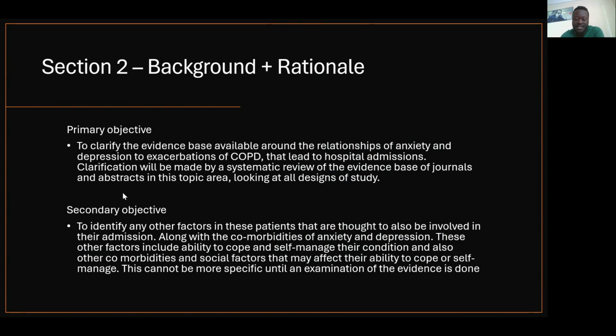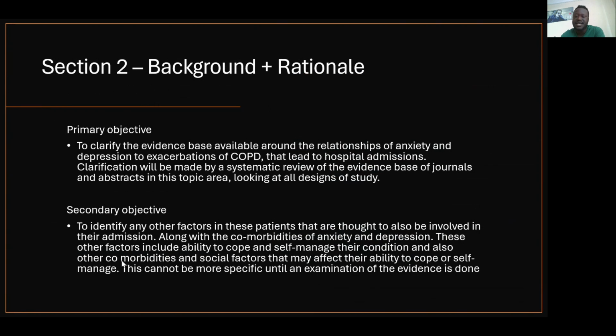But when it comes to your secondary objectives, you don't then need to actively look for papers that are talking about your ability to cope or self-manage and social factors. That doesn't have to be part of your inclusion criteria. It's just that some of your papers may have this information and that achieves your secondary objective, if that makes sense. So your primary objective has to be part of your inclusion criteria because that's specifically the information you're trying to find out, the objectives you have to achieve.